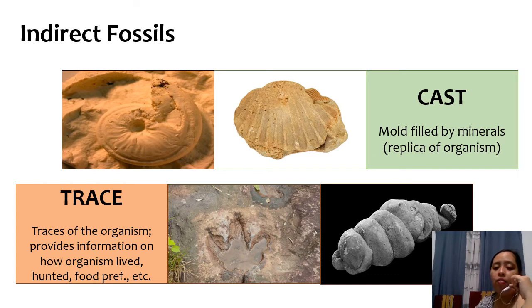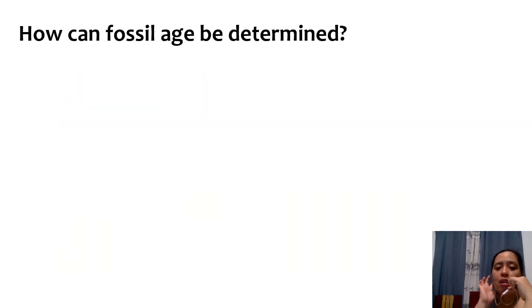And of course, we have the trace. These are traces of organisms. It provides information about how organisms lived, hunted, food preference, etc. This is the trace of a foot of a dinosaur. We also have the coprolites. I have already discussed how they get information from another.